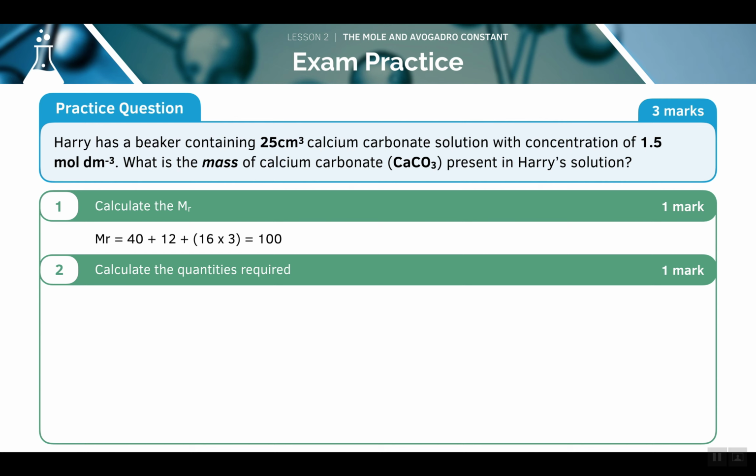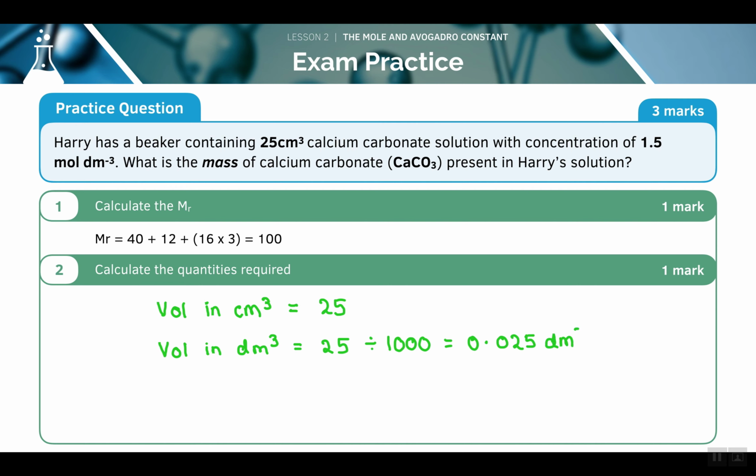Now, we need to calculate the quantities required. So in this case, we've been given our volume in centimetres cubed. This is 25. However, we've already discussed that you should always convert centimetres cubed into decimetres cubed. So to do this, we want to find the volume in decimetres cubed. So this would be 25 divided by 1000. This gives us a value of 0.025 decimetres cubed.